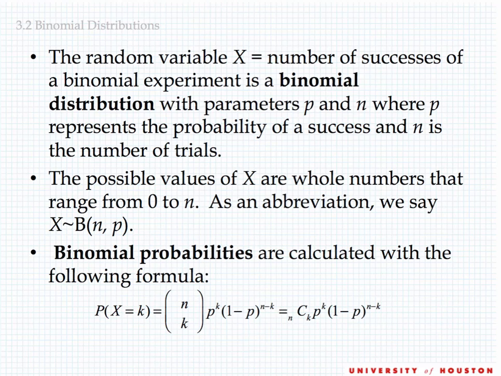Binomial probabilities are calculated using this formula. This formula includes the formula for combinations. The probability that x is equal to a particular value k, in other words, we have exactly k successes, is the combination of n choose k times p to the k times 1 minus p to the n minus k.